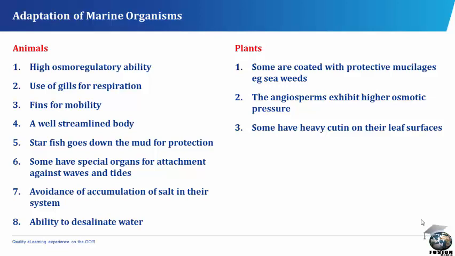Some have special organs for attachment against waves and tides. There is the avoidance of accumulation of salts in their system, and there is the ability to desalinate water. In marine plants, some are coated with protective mucilages, for example the seaweeds. The angiosperms exhibit higher osmotic pressure, and also some have heavy coating on their leaf surfaces.